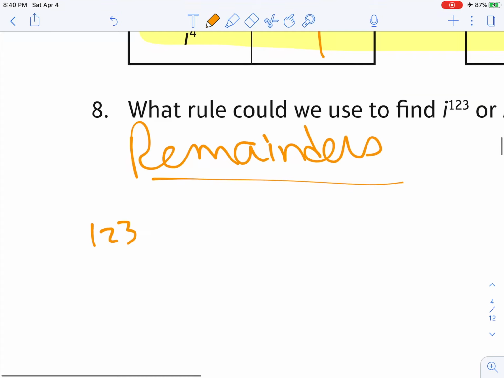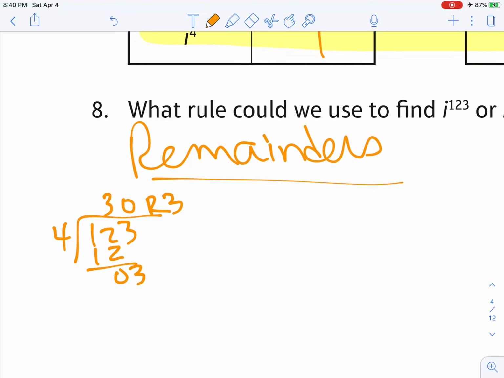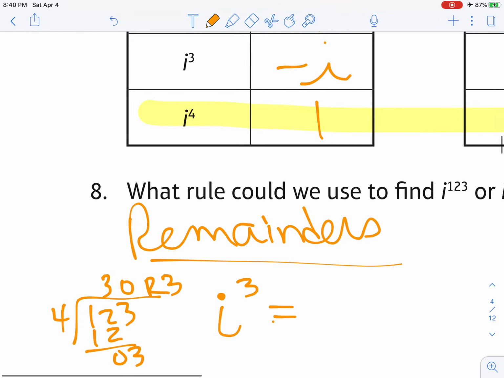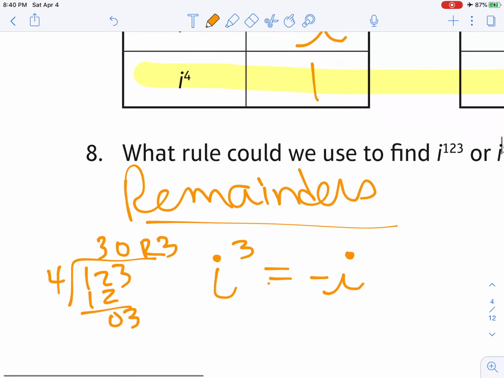So I take 123 and I divide that by 4. So 4 goes into that 3 times, that'll be 12. Bring down the 3, that's 0, so my remainder is 3. So if my remainder is 3, it's going to be like I to the third power, which is equal to negative I.